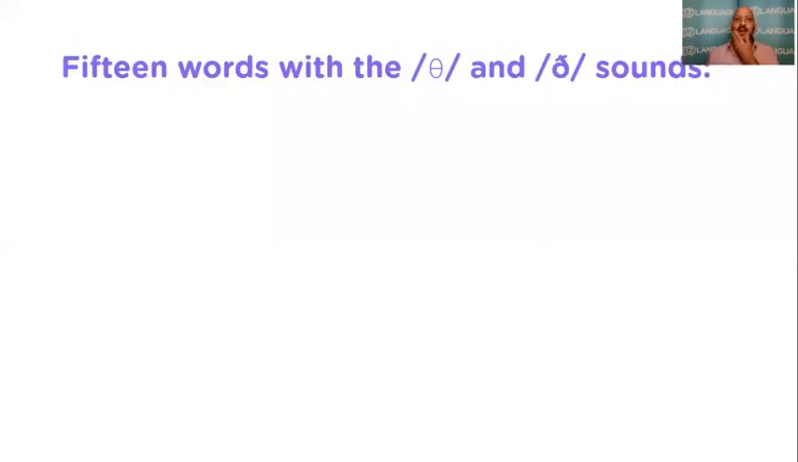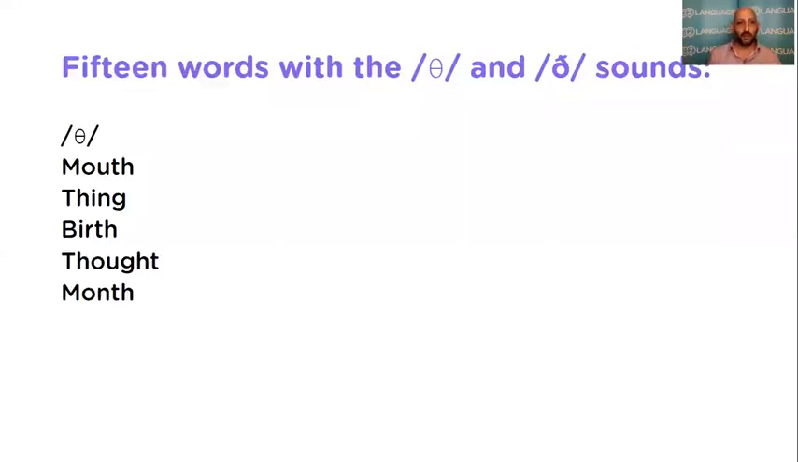Grab. That's 15 words. Now with the unvoiced th sound, I don't know what you came up with. I came up with mouth, thing, birth, thought, month, thistle. Thistle, by the way, is the national flower of Scotland. If you've ever watched the rugby and they sing that song, Flower of Scotland, the flower of Scotland is thistle. And plinth, for a statue, forgive me. And then breath, 1 breath, 2 breaths.